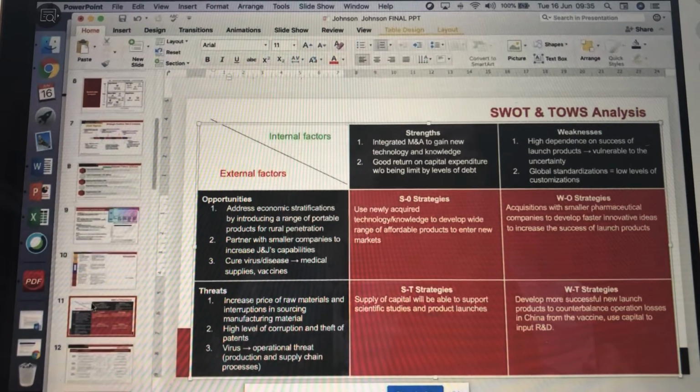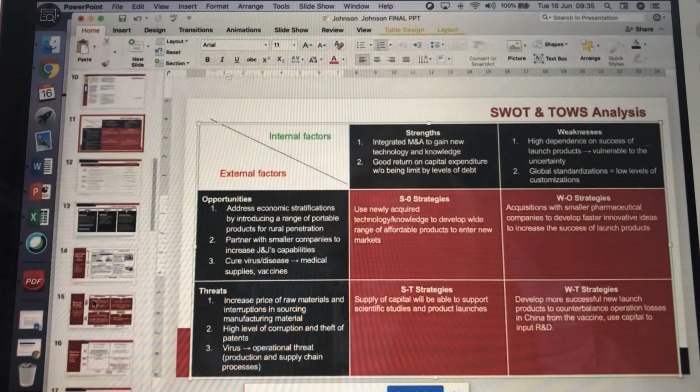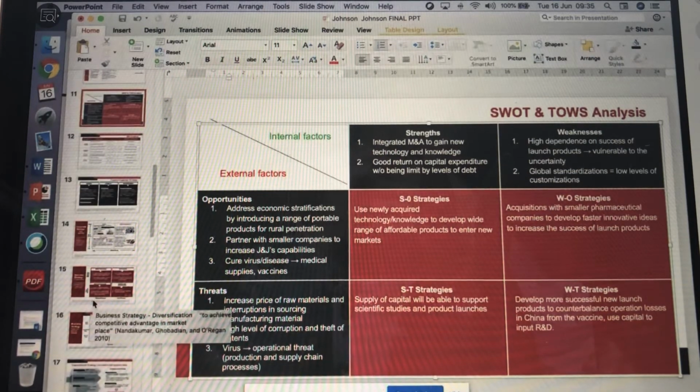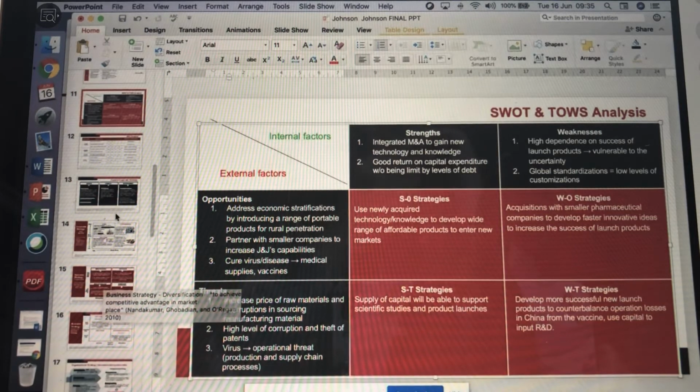Okay. Once you have done that, and they haven't addressed that one yet, okay, then you would do a value chain analysis, okay?